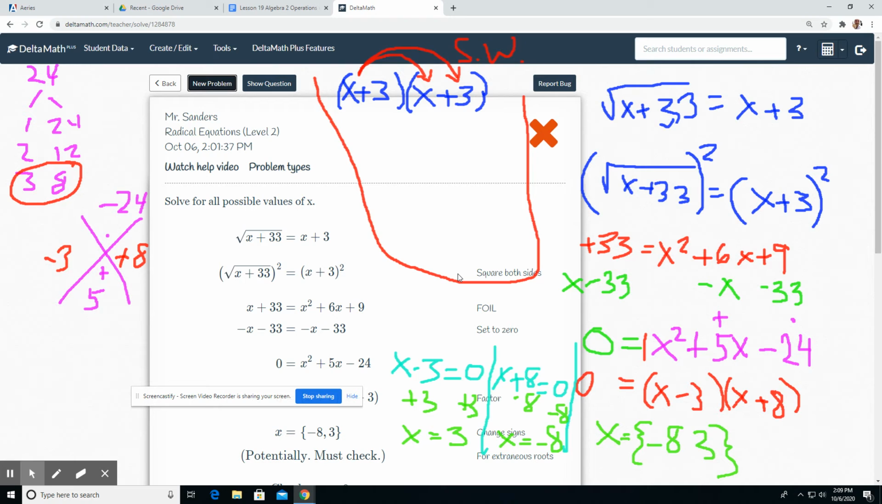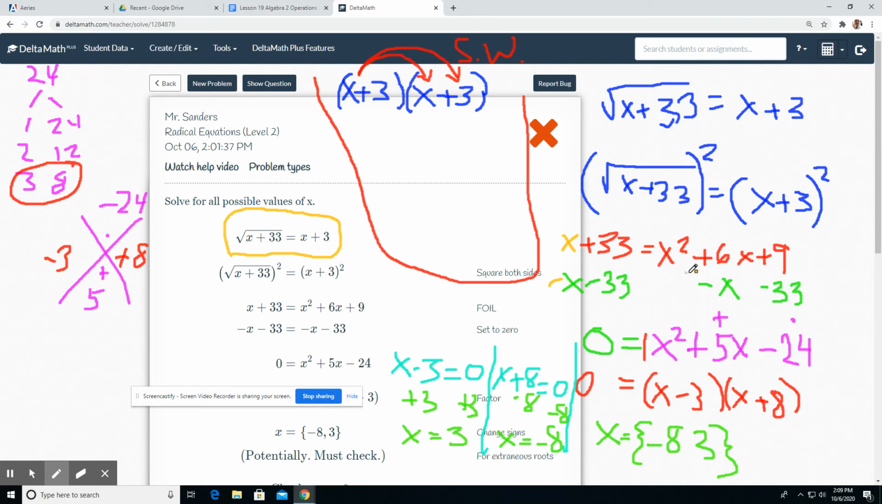All right, let's see what I did wrong. Error analysis is important too, so let's see if we can find our error. I'll use yellow to find my error. So the original problem: square root of x plus 33 equals x plus 3. Square both sides, check. I lost my x. There was an x there probably. Yep, there's my minus x, so it just got cut off there.